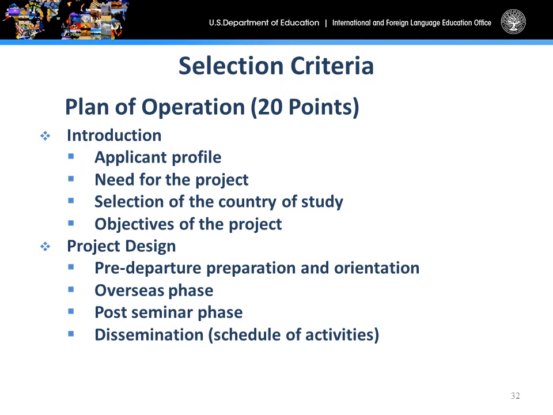Under the plan of operation, which is worth 20 points, applicants should introduce the reader to their institution or organization by providing statistics and other demographic information relative to the project. The need for the project, the selection of the country of study, and the objectives of the project should also be discussed. The project design should be addressed. This generally includes the 3 project phases that we discussed earlier in the presentation. Applicants should note how each phase of the project is to be carried out and supported under the plan of operation criteria.